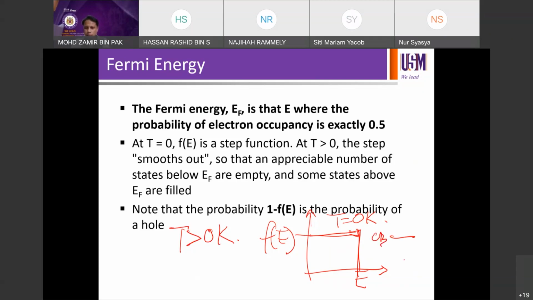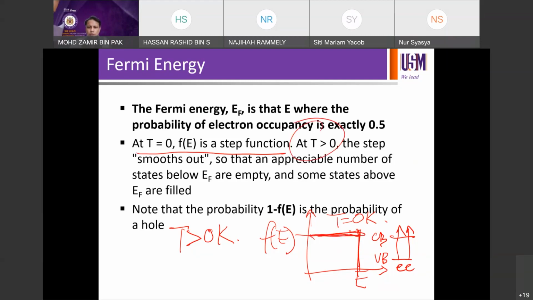Okay. If you increase the temperature, the electrons in the VB will gain more and more energy, and then some of them will be thermally excited into the CB. So that means when you increase the temperature, the probability of finding electrons at energy above EF is no longer 0, because some of them are already excited, and you will find some of them in the CB. So the probability of finding the electron will be higher and higher as you increase the temperature. So at 0 Kelvin, Fe is a step function.